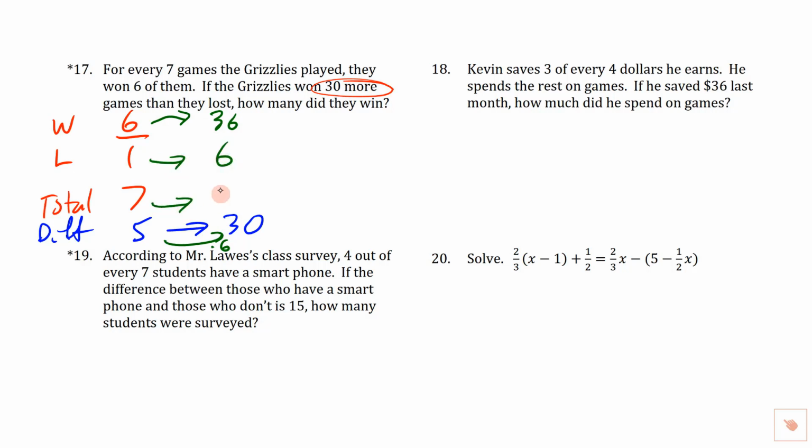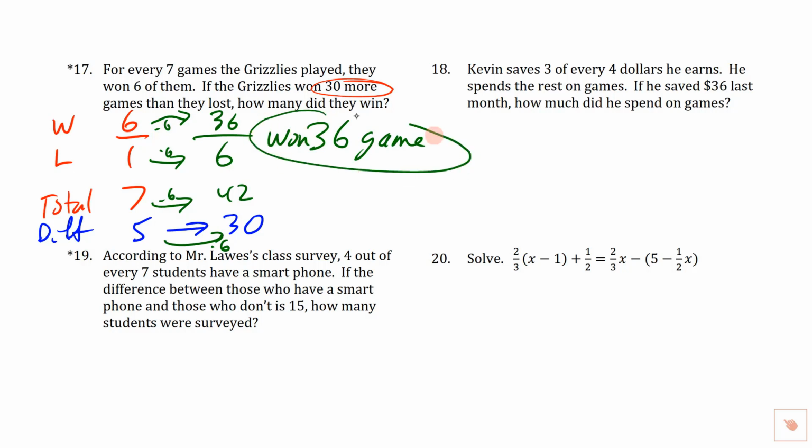And times by 6 here, this is 42. Okay, 36 won, 6 lost, 42 games altogether. So that looks good. And we've got 30 more, 36 minus 6 is 30. So this is the number right here. So it says how many games did they win? They won 36 games. Okay, so I'll write 36 games.